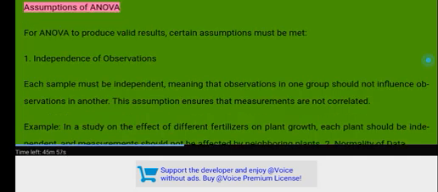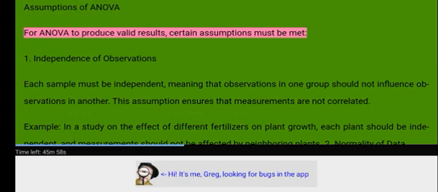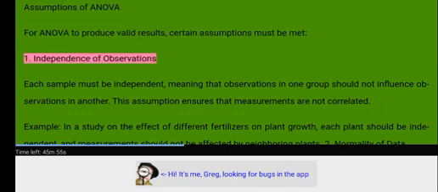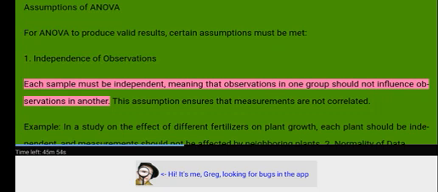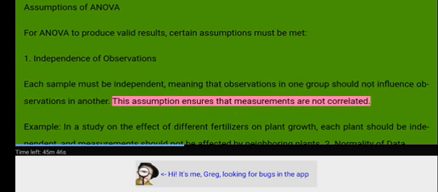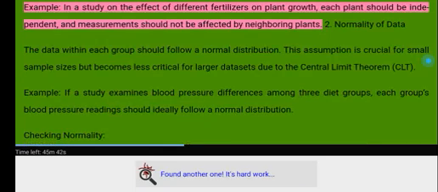Assumptions of ANOVA. For ANOVA to produce valid results, certain assumptions must be met. 1. Independence of observations. Each sample must be independent, meaning that observations in one group should not influence observations in another. This assumption ensures that measurements are not correlated. Example, in a study on the effect of different fertilizers on plant growth, each plant should be independent, and measurements should not be affected by neighboring plants.